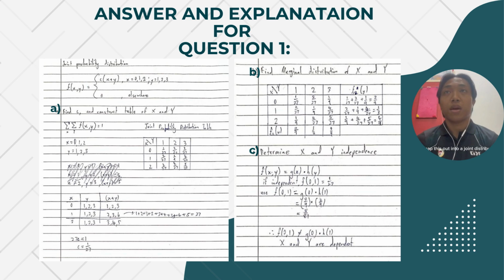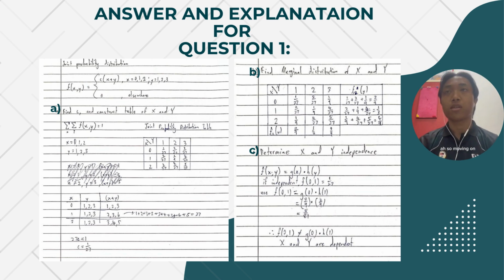Next, we map this out into a joint distribution table. By summing across the rows, we find the marginal distribution of X, and by summing down the columns, we find the marginal of Y. For X, the probabilities are 2 over 9, 1 over 3, and 4 over 9. Even though Y has different values, which are 1 to 3, its probabilities follow the same pattern due to a symmetry function.